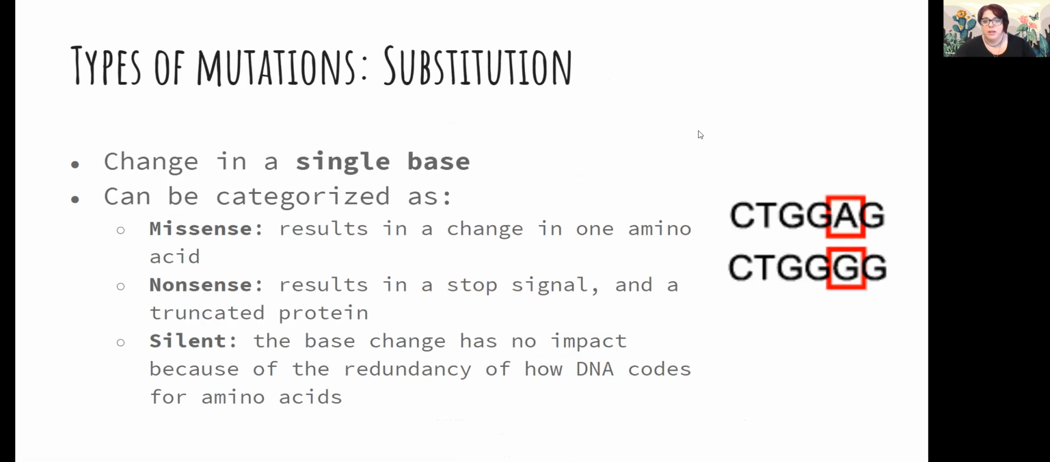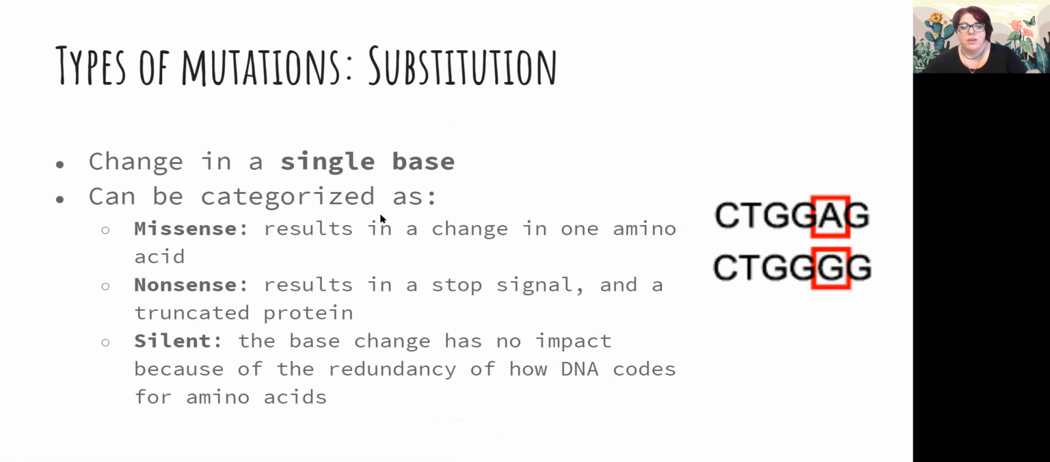So we want to talk a little bit about the types of mutations so that we can understand why everything doesn't change every generation. So the first type is substitution. So this is a change in a single base. So you can see over here, we have CTG, GAG, and the change, if there's a mutation here, replaces one of the A's with a G.